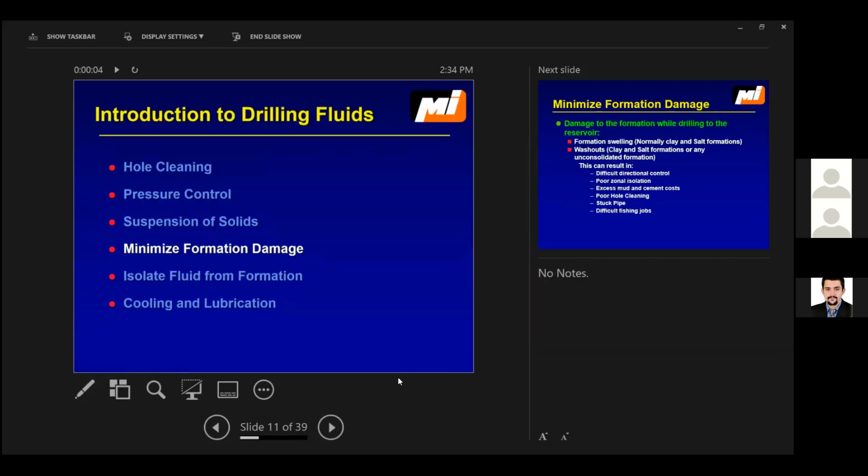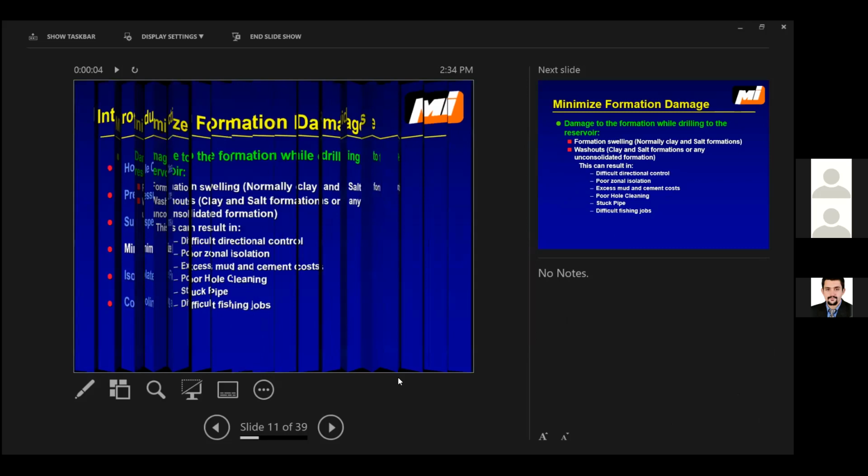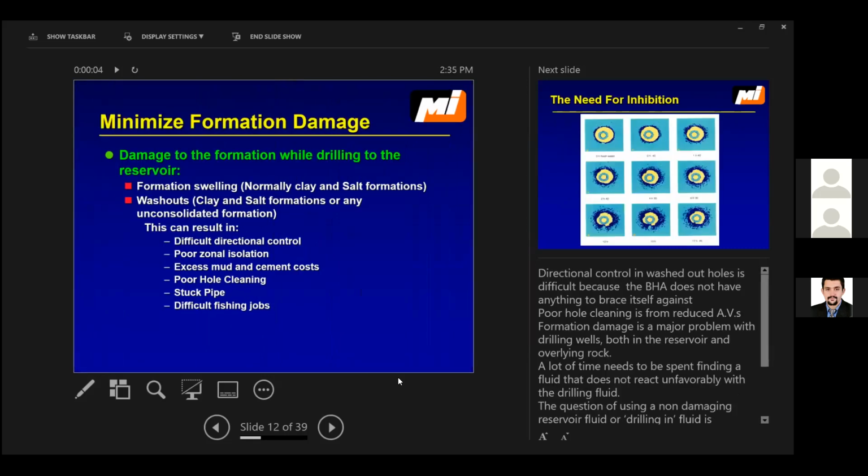Next, minimize formation damage. As we said before, formation damage is caused by non-soluble chemicals, maybe also by debris, maybe by clay particles or solids plugging the pores. So we avoid all this by using a non-damaging, reservoir-friendly fluid.